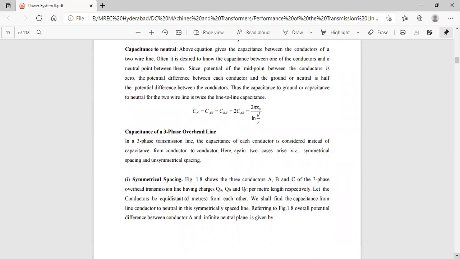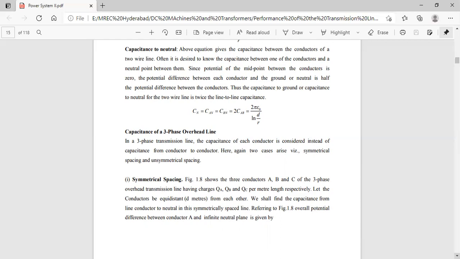Now, the capacitance of a three-phase overhead line. In a three-phase transmission line, the capacitance of each conductor is considered instead of capacitance from conductor to conductor. Here again, two cases arise: one is symmetrical spacing, another is unsymmetrical spacing. For symmetrical spacing, we have to assume conductors A, B, C. The distance between the conductors should be equal, and the charge on each conductor will be QA, QB, and QC per meter length respectively.